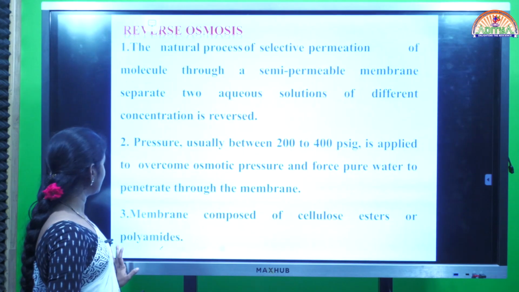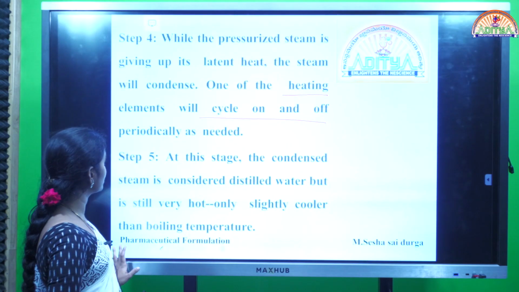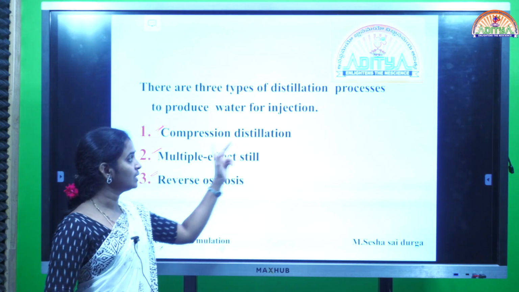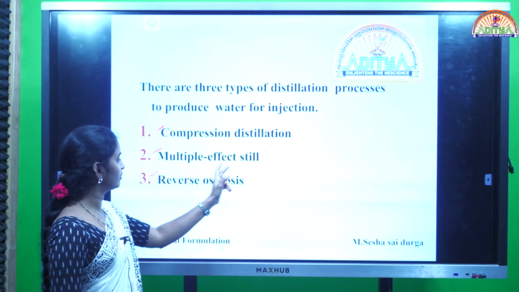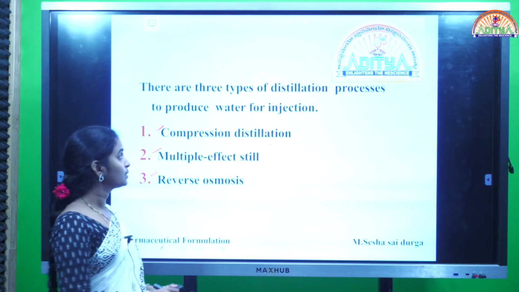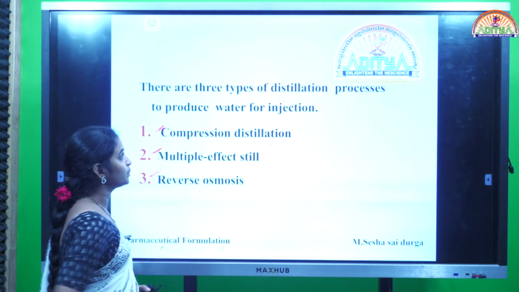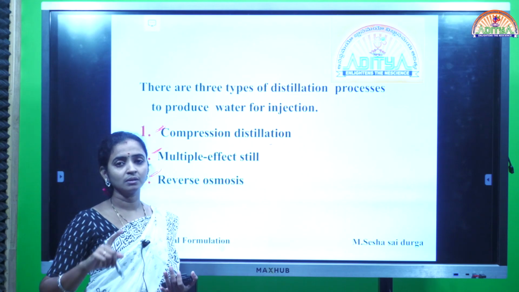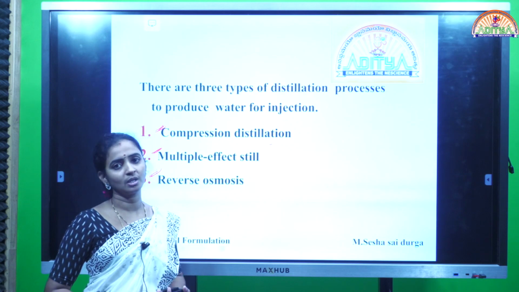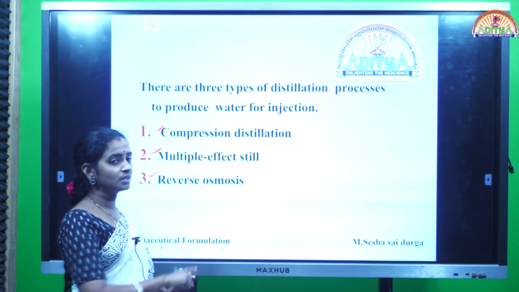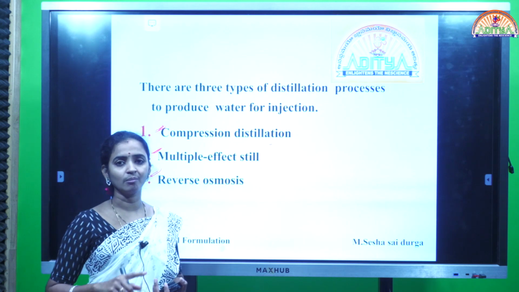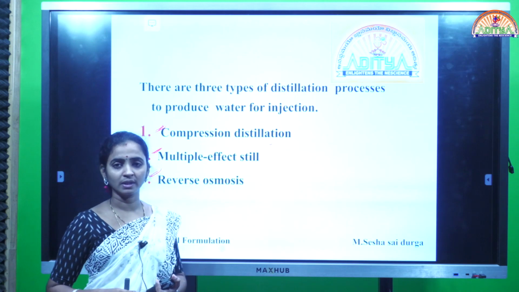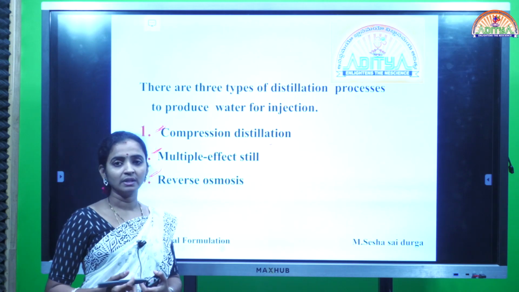Now we have completed all three processes for the preparation of the parenteral product. What are the three processes I told you? First, compression distillation, second, multiple effect still, third, reverse osmosis. By using any one of these three processes we can prepare water for injection, which is the most commonly used vehicle in parenteral products. Along with water for injection we can also use other vehicles like bacteriostatic water. How to prepare bacteriostatic water and the remaining vehicles, we will discuss in the next class.